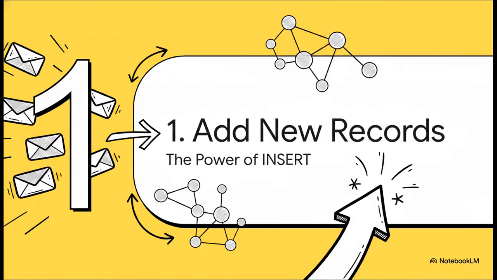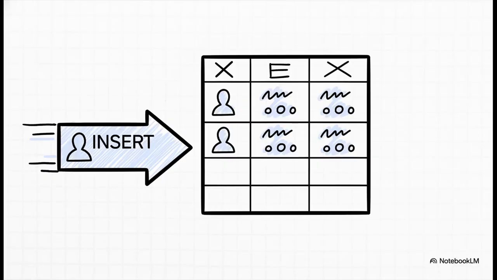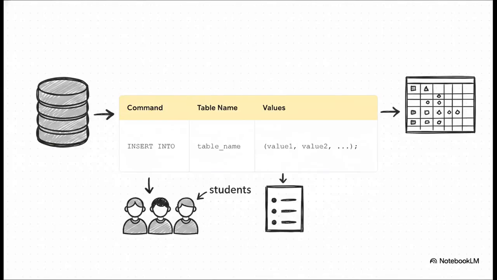So first things first, how do we even get data into this brain to begin with? Well, that's where our first command comes in. Let's talk about the power of insert. The insert command has one job, and it does it really well. It adds a new row of information, or what we call a record. It's just like opening up a spreadsheet for a class list and adding a brand new student on a fresh line. Simple as that.